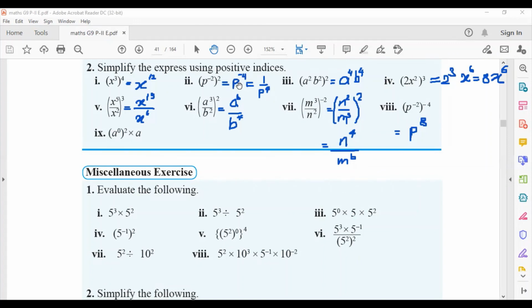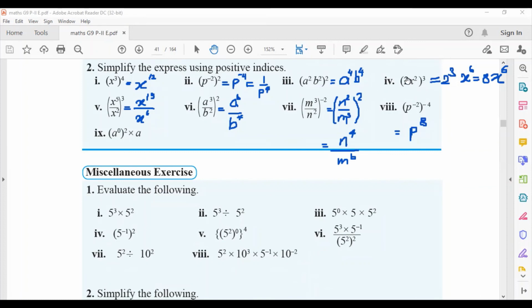You should convert it into a positive index because the question instructs us to express using positive indices. So this one should be converted into a positive index, 1 upon p to the power 4. According to the laws of indices, a negative index can be converted into a positive index by taking it into the denominator place. Here, power of power, a to the power 4, a to the power 4. Both of these two should be multiplied by 2.